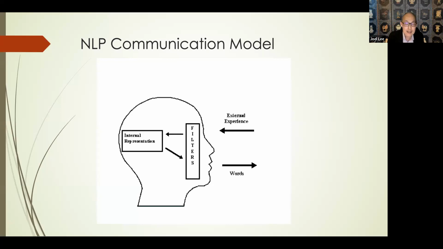So NLP says, in order for us to remain sane, the 2 billion bits of external experience, before they can be stored in our mind, have to go through a number of filters. In other words, 2 billion bits have to be filtered out such that only 7 plus or minus 2 is paid attention to, right? You don't have to take my word for it.